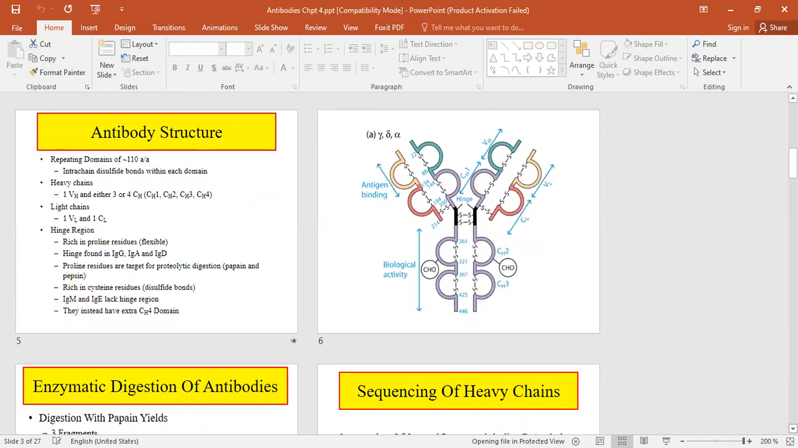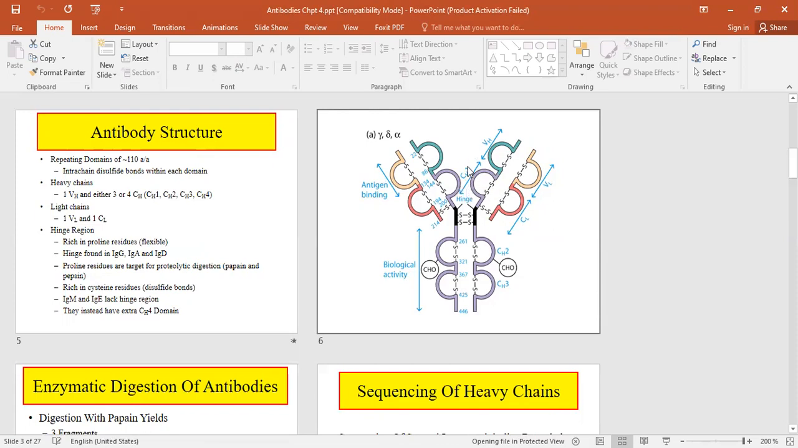More deeply, when we talk about the structure, this is the structure which is known as the normal structure, and this structure belongs to the alpha delta heavy chain. This is the variable region of the light chain. This is the variable region of the heavy chain. This is the constant region of the light chain. This is the constant region of the heavy chain.